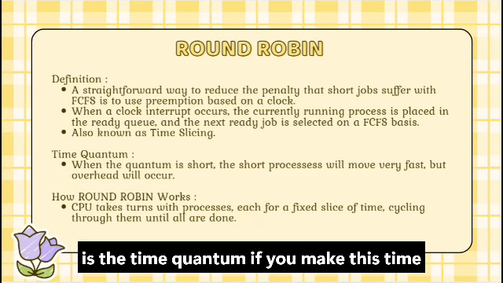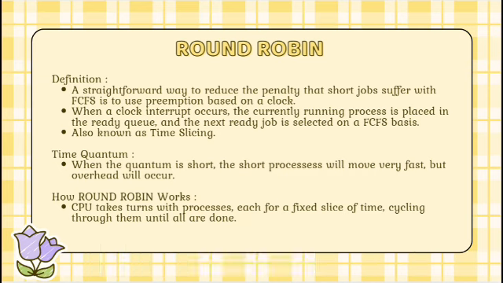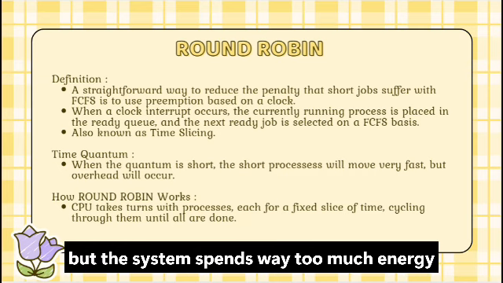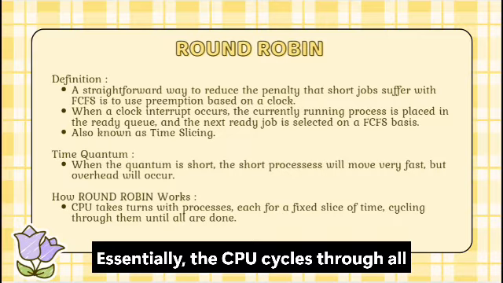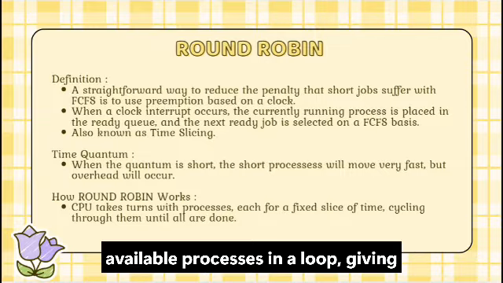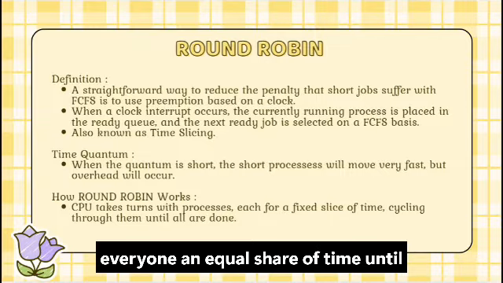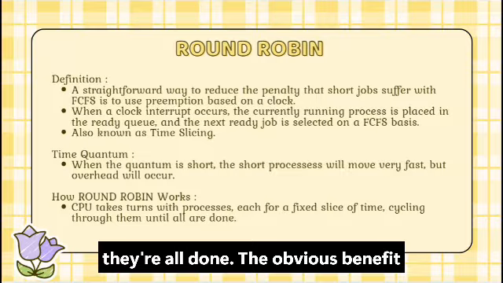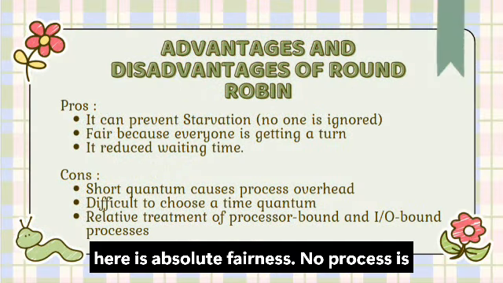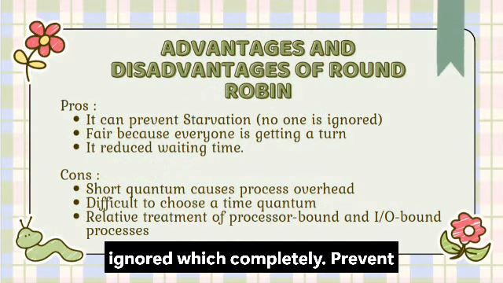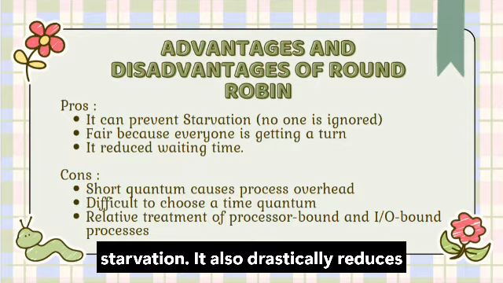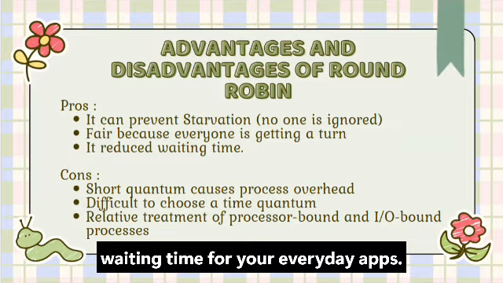The key factor here is the time quantum. If you make this time slice too short, processes move fast, but the system spends way too much energy constantly switching between tasks. Essentially, the CPU cycles through all available processes in a loop, giving everyone an equal share of time until they're all done. The obvious benefit here is absolute fairness. No process is ignored, which completely prevents starvation. It also drastically reduces waiting time for your everyday apps.